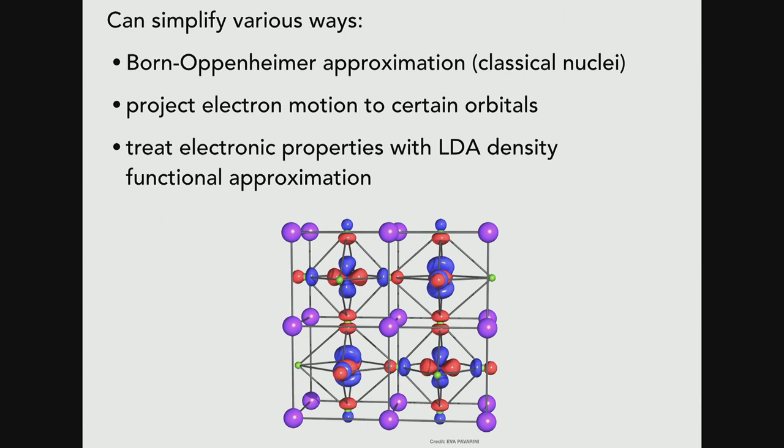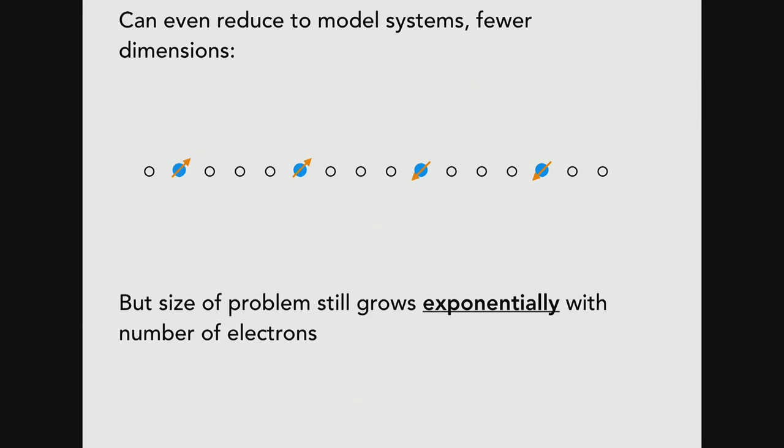So how do you start reducing the complexity of this problem? There are lots of different things that you can do. One thing is to take the Born-Oppenheimer approximation, and treat the nuclei as just classical objects. Another very common thing is to project the electronic motion into certain orbitals. You don't always do this, but most methods do. That means you chop up the continuum in a certain way based on electronic orbitals. You can even go as far as to throw the wave function out entirely and use things like density functional theory and the local density approximation. And you can reduce things down to model systems, and try to get the dimensionality of the problem down.